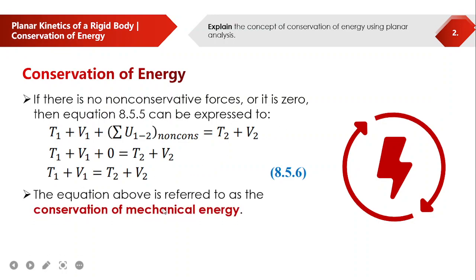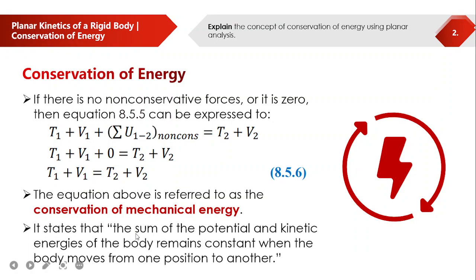So the equation above is referred to as the conservation of mechanical energy. T sub 1 plus V sub 1 is equal to T sub 2 plus V sub 2. It states that the sum of the potential and kinetic energies of the body remains constant when the body moves from one position to another. So from the initial point to the final point, the sum of the potential and kinetic energy stays the same all throughout the motion, from one point to another. So that's your conservation of mechanical energy.